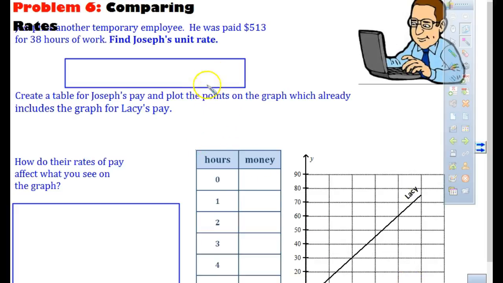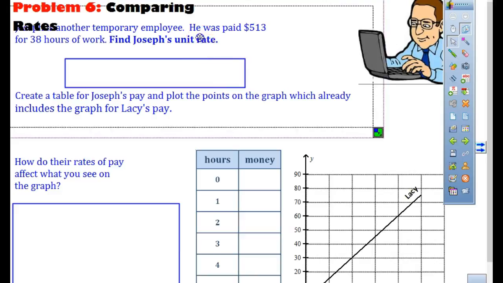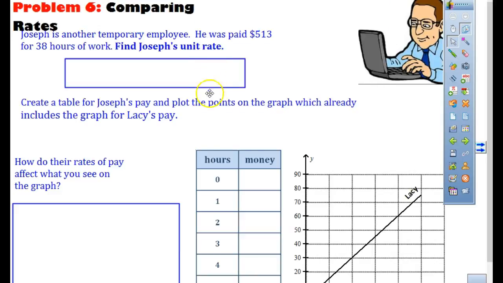All right. So now we're looking at another person working, right? This time it tells us Joseph is another temporary employee, and he's making $153 for working 38 hours. What is his unit rate? Please write down how you're going to find it first. Same in your homework if you're finding it. Don't just put the answer.